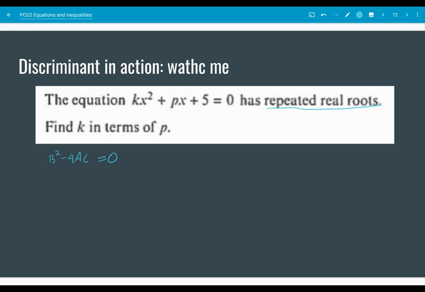At this point, we just need to identify what a, b, and c are. So a is always the coefficient of the x squared term. So in our case, it is k. b is always the coefficient of the x term. So in our case, it's p. c then is always whatever is not with x, and it's 5. This is true no matter what is left over, that is all your c term.